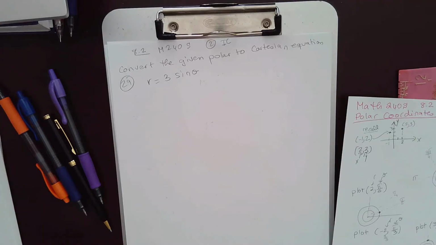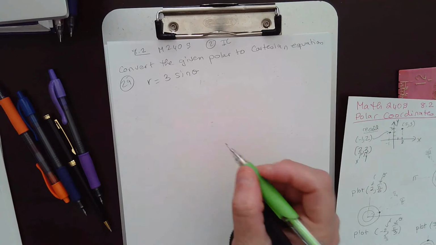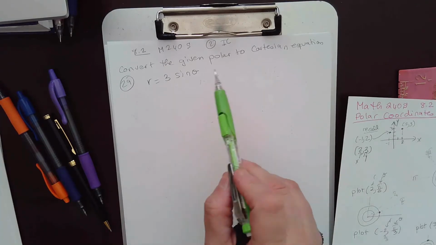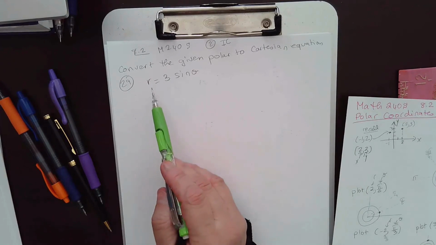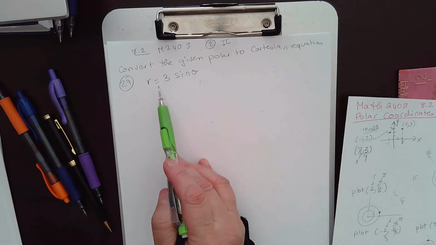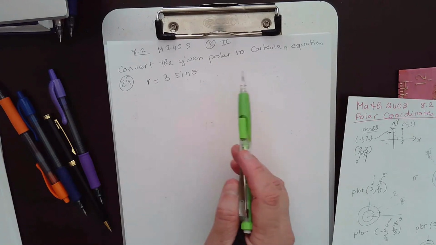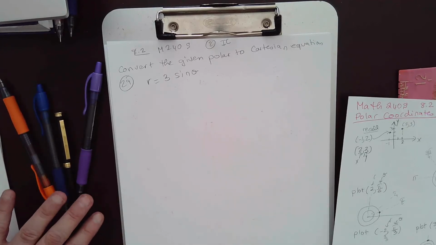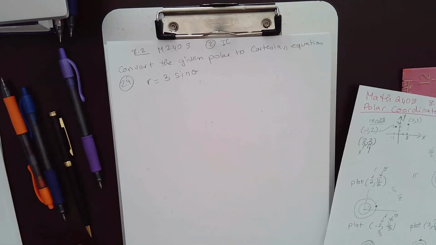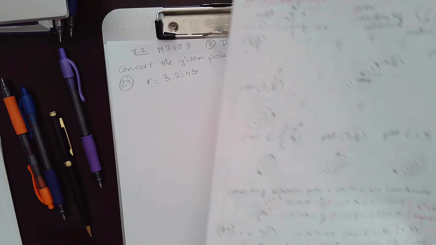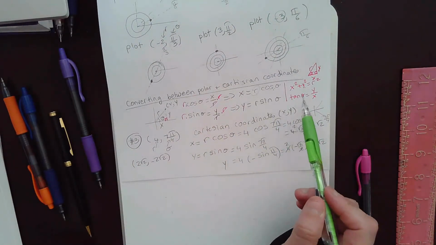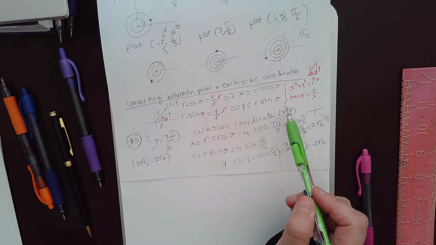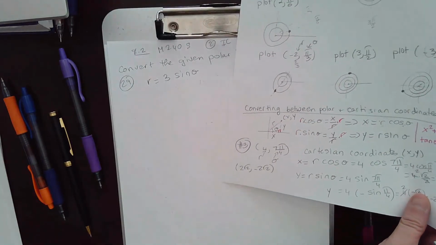Okay, so we're going to do now number 29. In number 29, they ask us to convert the given polar equation to a Cartesian equation. If you notice, you have a polar equation with r and theta. We want to change it to Cartesian, one that you're used to from algebra, with x and y. How do we do that? We're going to do that using some of these formulas right here. You want to get rid of the r and the theta.